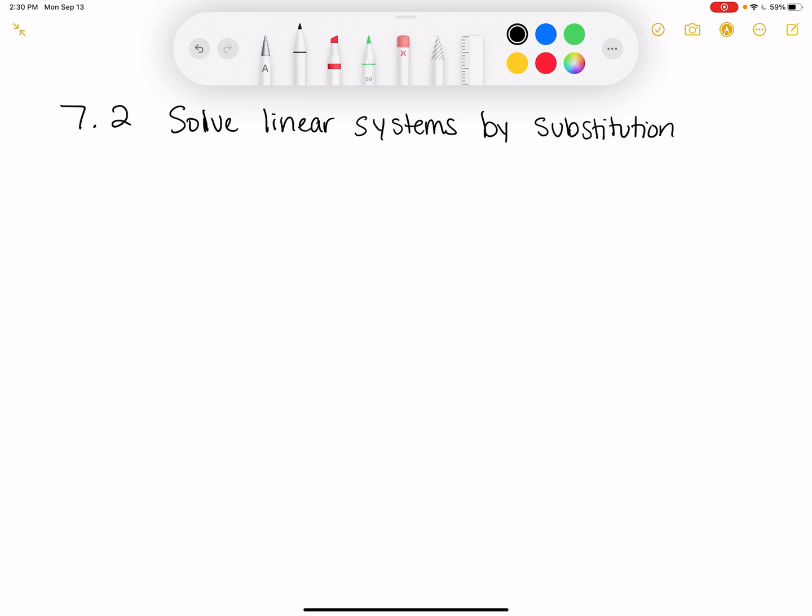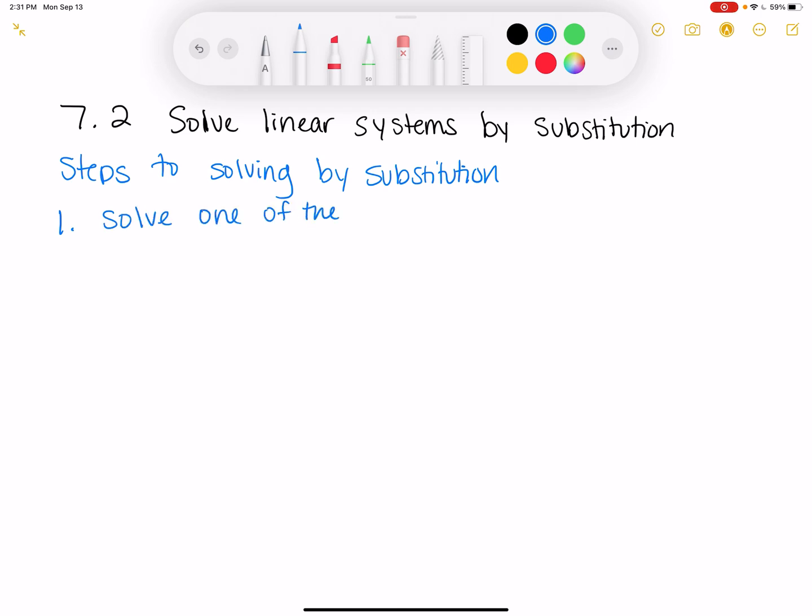So we've got a few steps here to doing this. Steps to solving by substitution. All right, so the first step is to solve one of the equations for one of its variables.